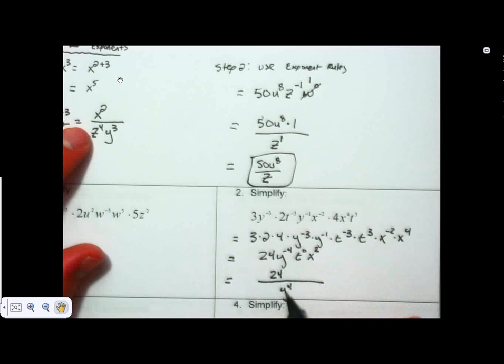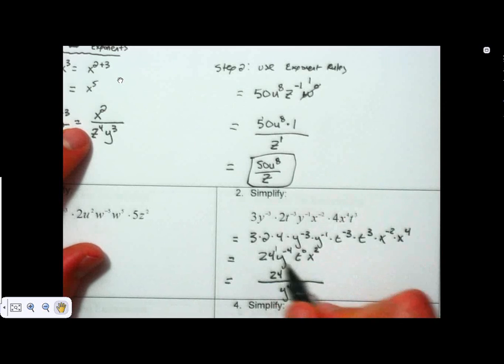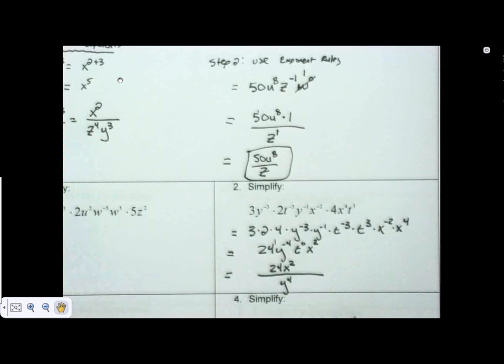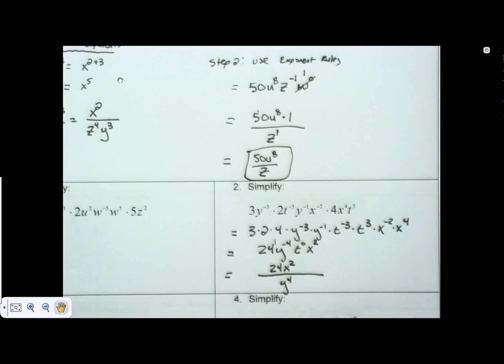Notice 24 doesn't move because 24 has its own exponent. It's just a 1. So it's going to stay right where it's at on top. The x to the second is also going to stay on top. And t to the 0, again, cancels out. So it just becomes 1, which has no impact on my final expression.